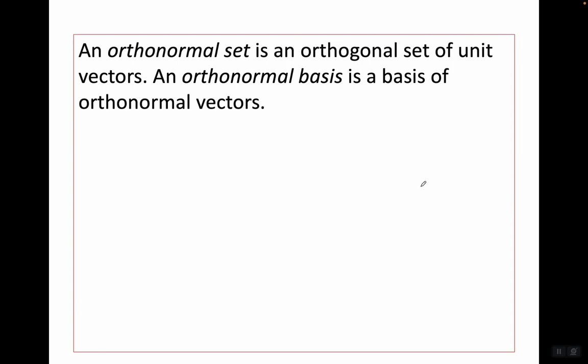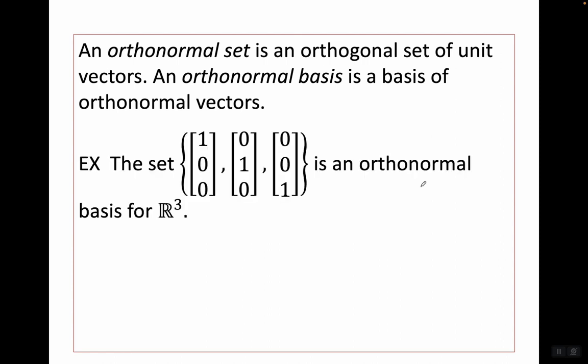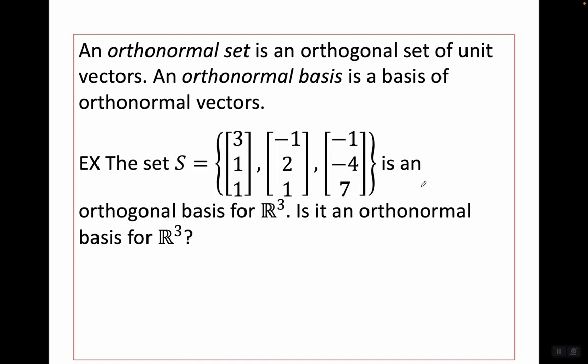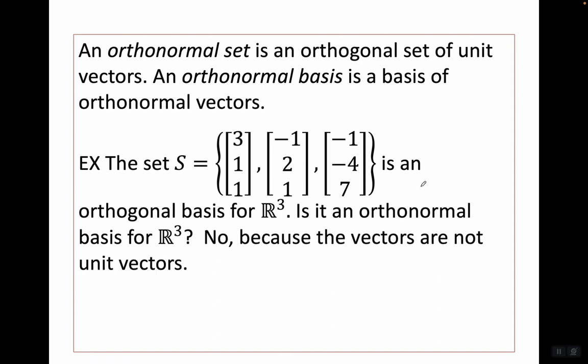An orthonormal set is an orthogonal set of unit vectors. An orthonormal basis is a basis of orthonormal vectors. For example, the set (1, 0, 0), (0, 1, 0), (0, 0, 1) is an orthonormal basis for R3. It's unit vectors, and they're orthogonal to each other. The set S equals (3, 1, 1), (-1, 2, 1), (-1, -4, 7) is an orthogonal basis for R3. We saw that earlier. Is it an orthonormal basis for R3? No, because the vectors are not unit vectors. To be an orthonormal basis, it has to consist of orthonormal vectors, vectors of length 1.